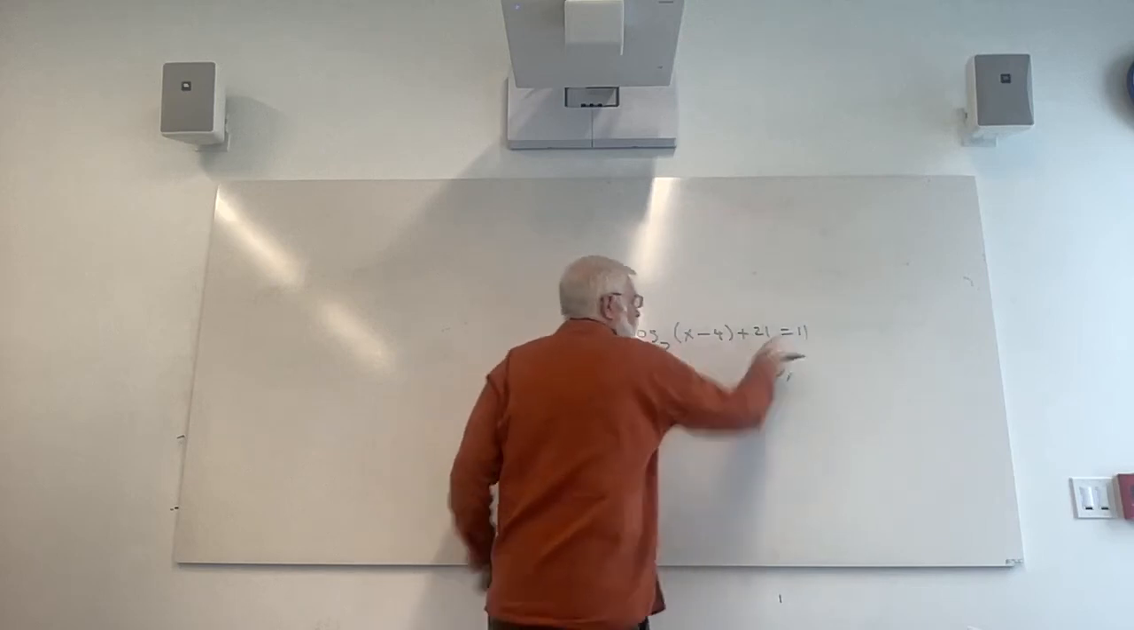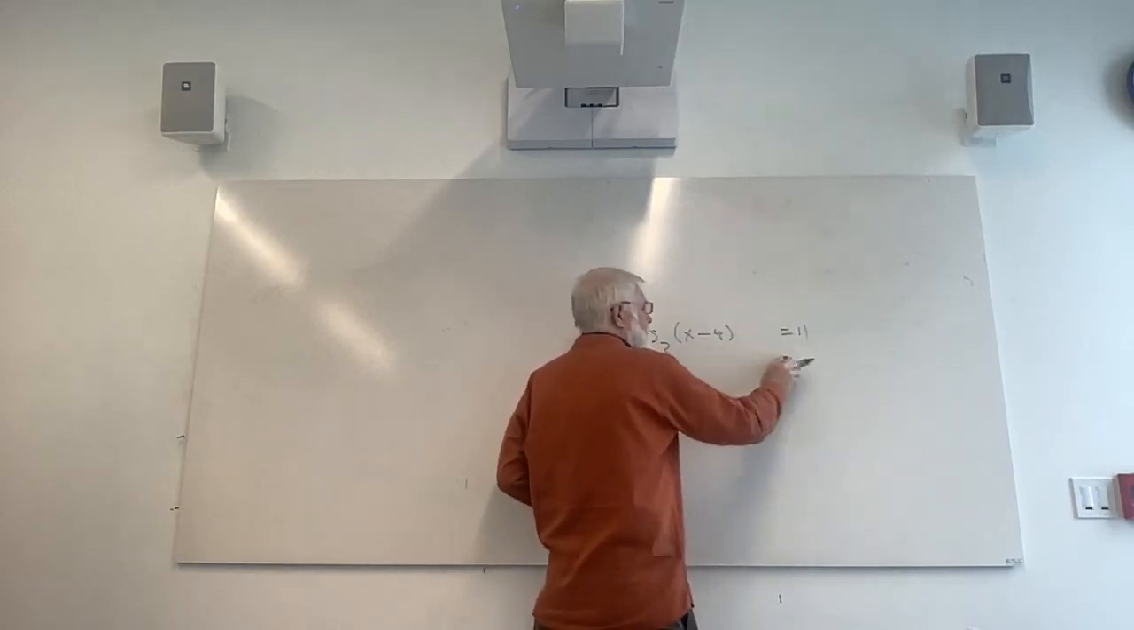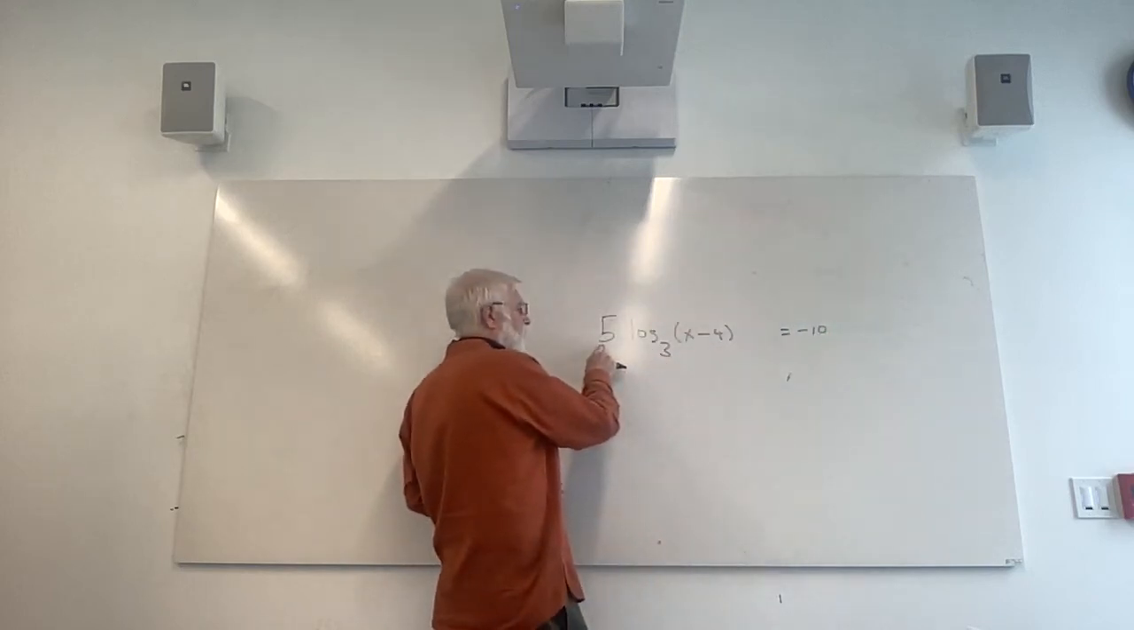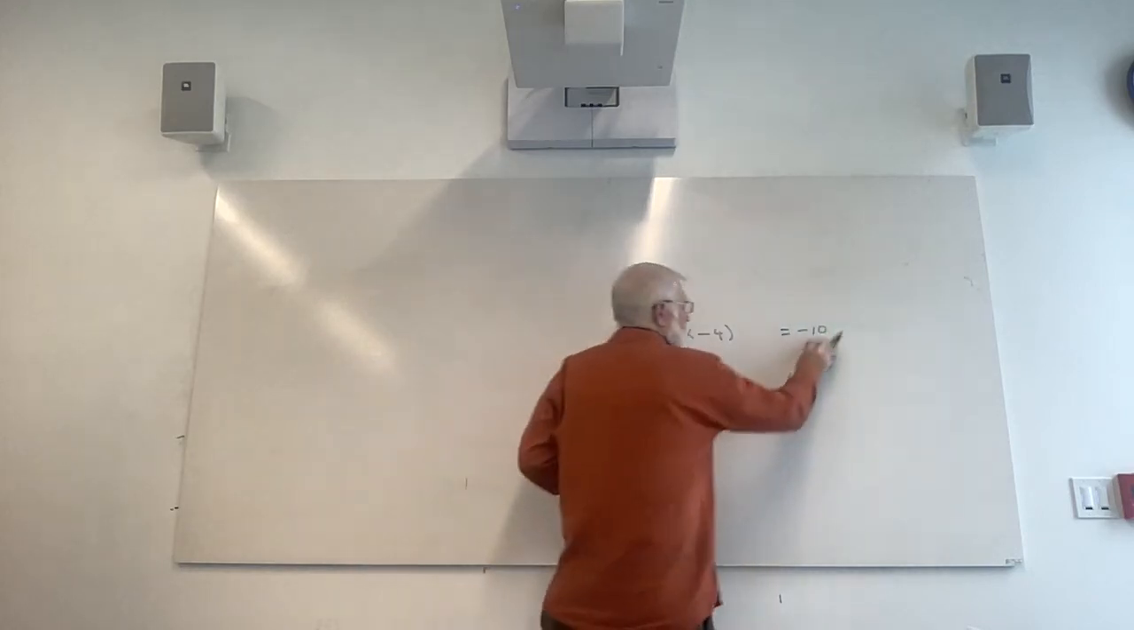All right, so I'm going to subtract 21 from 11. That makes negative 10. I'm going to divide negative 10 by 5. That becomes negative 2.